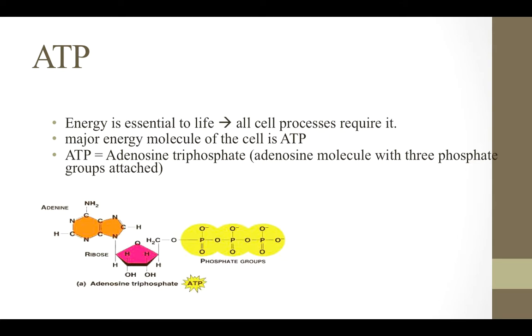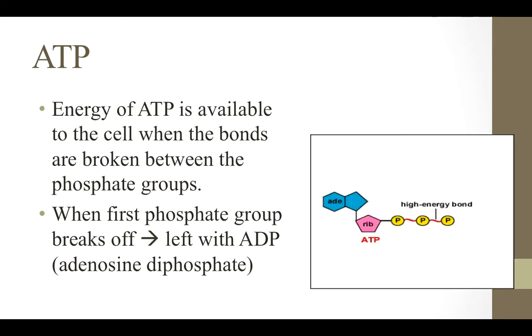ATP stands for adenosine triphosphate. It is an adenosine molecule with 3 phosphate groups attached to it, and there's our chemical formula for ATP below. Energy of ATP is available to the cell when the bonds are broken between the phosphate groups. And here we have our little animation showing the high energy bond between the second and third phosphate.